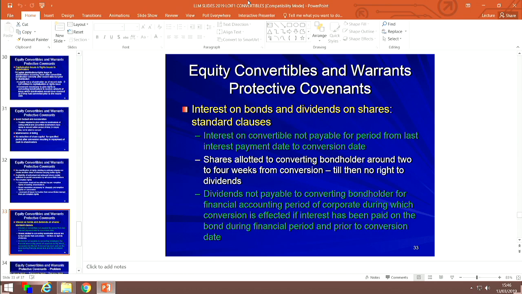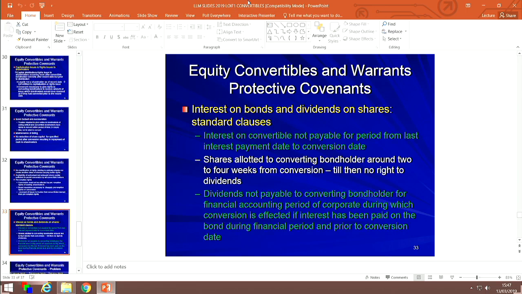First part of the clause reads that no interest will be paid on the convertible bond for the interest period from the last interest payment date on the bond and the conversion date. Now, that's perfectly understandable. If the interest payment date is March 30th, the next interest payment date is June 30th, and you convert in May, you're not entitled to interest payments up to the conversion date. So you lose interest from 30th of March to your conversion date in May.